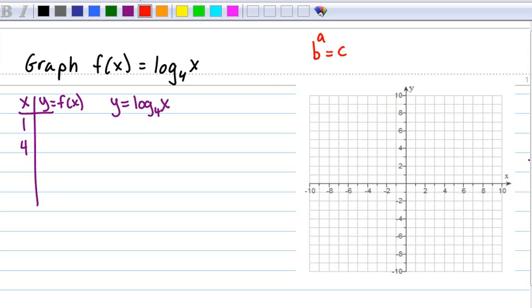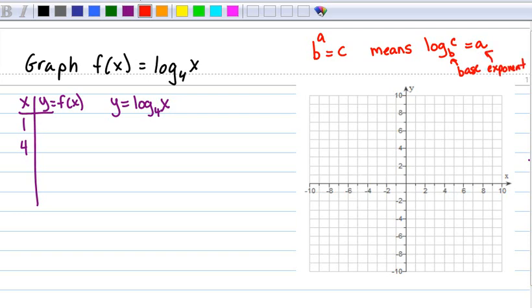Using any letters, b to the a equals c, what we want is to get this into logs. So we write a log, the base is the b, whatever's underneath the exponent, so we usually put it there. The a is the exponent, and that's what log means. The one that's alone, the only letter that's left, is c. So b is always the base, and the a is always the exponent.